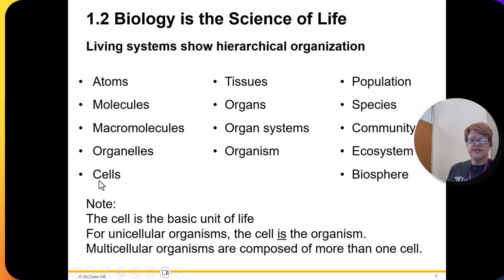For unicellular organisms, the cell is the organism. So unicellular organisms don't have tissues, organs, and organ systems because when you get to cell, it goes right to organism. Those are the same. For multicellular organisms, since the organism is composed of more than one cell, then you do have tissues, organs, and organ systems. So you do need to know the entire hierarchy, and I put it in 3 columns just so it would all fit on one slide. But you go atom, molecule, macromolecule, organelle, cell, then to tissue, organ, organ system, organism, then to population, species, community, ecosystem, biosphere.